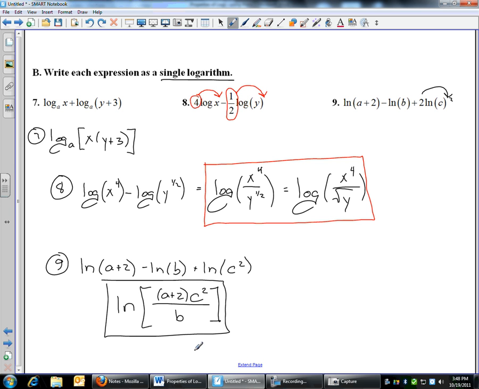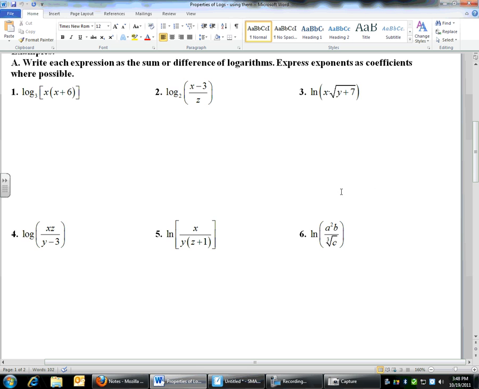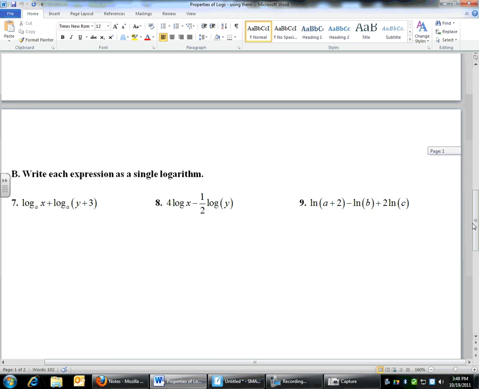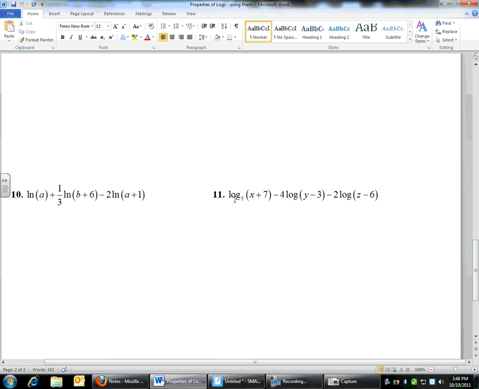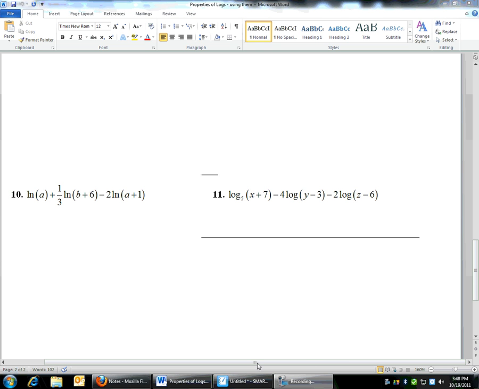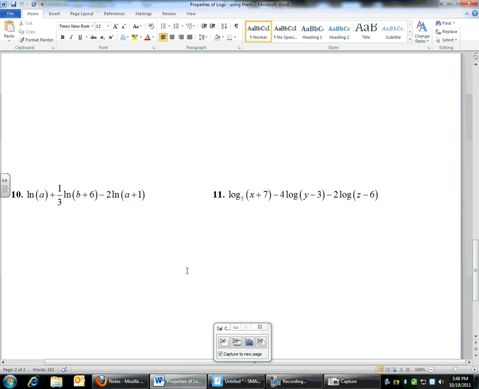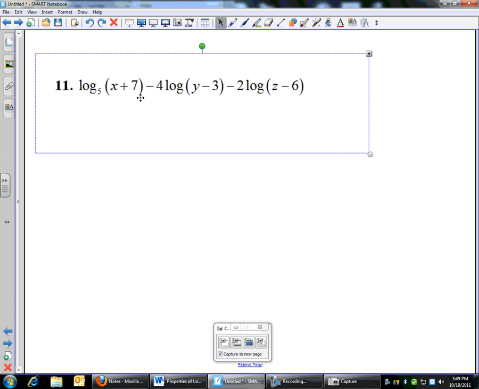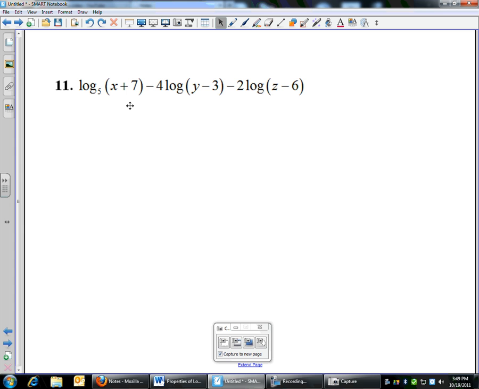And then one mistake I made on this sheet, if you go down to the very last one, I made a little mistake on number 11, so just fix this. I'm not going to do number 11. I just want to fix this mistake. The problem with number 11 is the bases are not the same on the logs. If the bases are not the same, the way this one's written, you cannot combine those. So to make these the same, let's just change them all to log base 5.